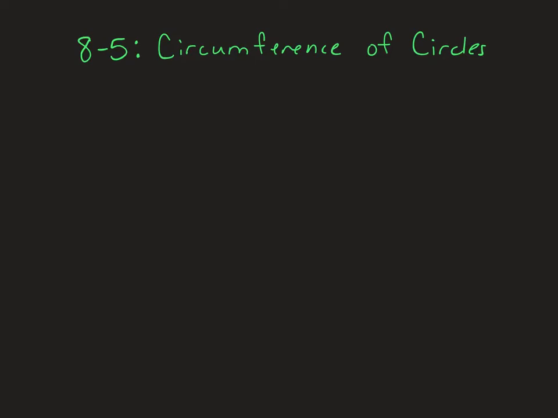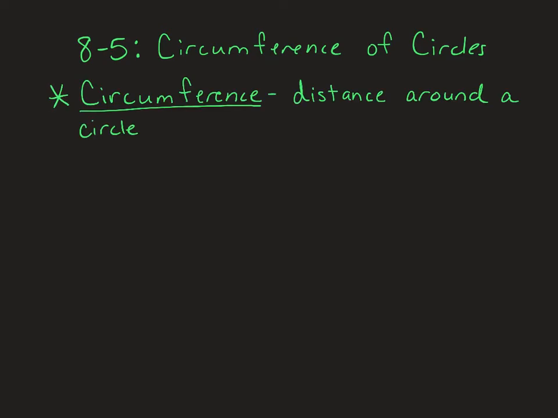Lesson 8.5, Circumference of Circles. In this lesson, we're going to learn about how to find the distance around a circle, which is called the circumference. The circumference is just the distance around a circle, and it's like perimeter in that it measures the distance around a shape, but circumference measures curves, whereas perimeter measures straight lines.